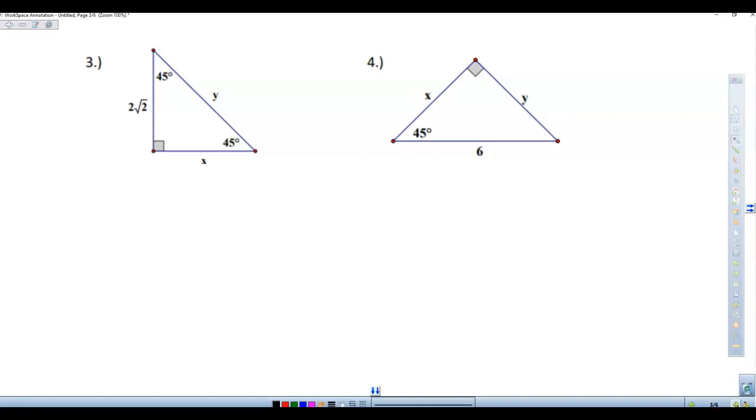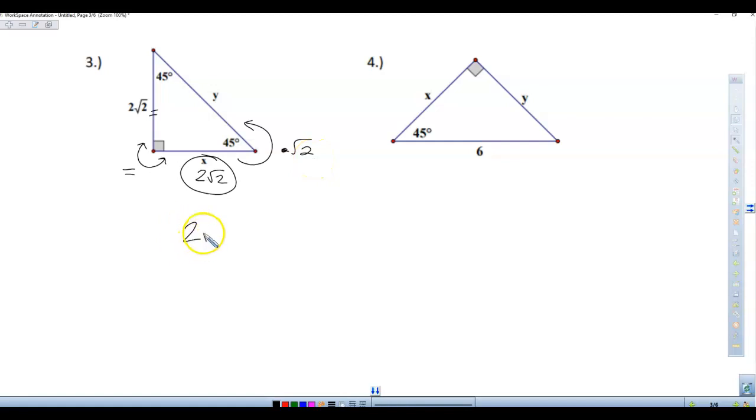I've got a 45, 45, 90 triangle. And so in this case, what I'm going to do is I'm going to be like, all right, the legs are equal to one another. So if this leg is 2 root 2, then of course this leg is 2 root 2. So x is 2 root 2. Now, the other thing we knew is that in a 45, 45, 90 triangle, to go from the leg to the hypotenuse, you multiply by the square root of 2.